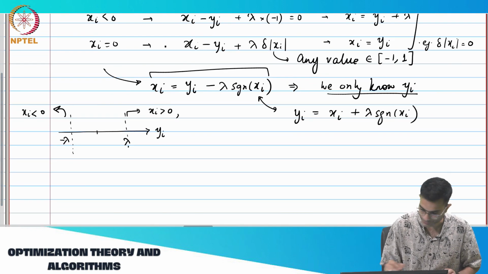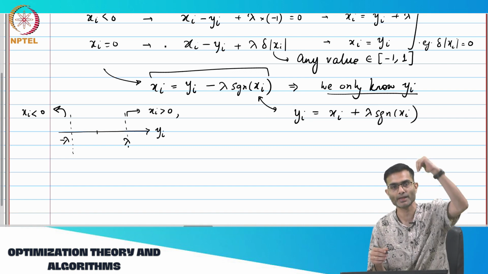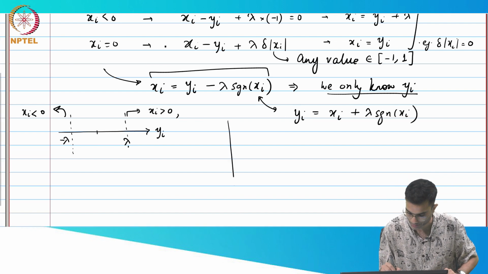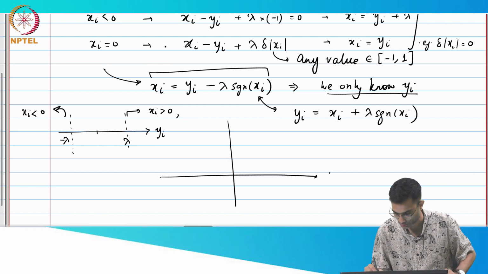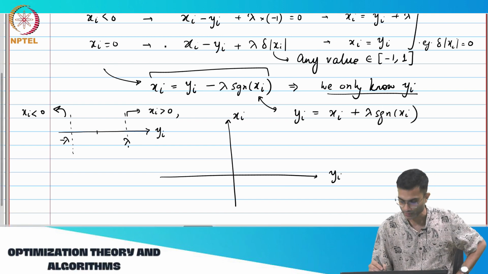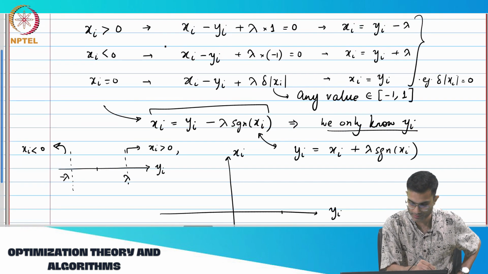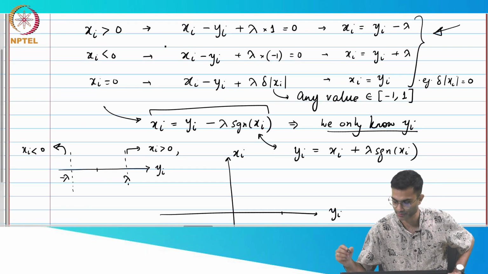It's interesting to plot it even further. Here we only plotted yi. Now let's do a simpler thing. Let's plot xi on one axis and yi on the other axis. This will give the full picture. So yi continues to be here and I'm going to plot xi over here. Let's keep these equations in mind. These are the equations to be kept in mind.